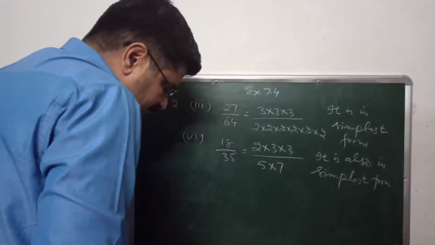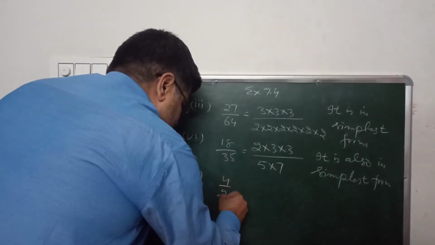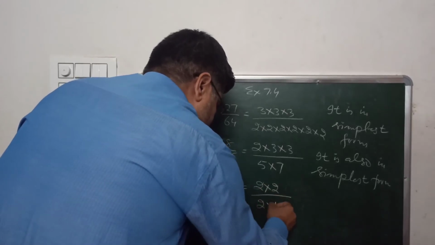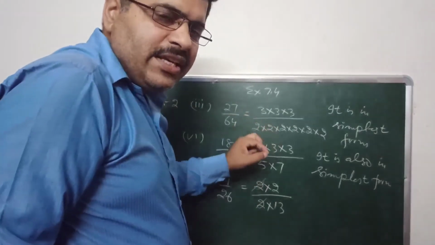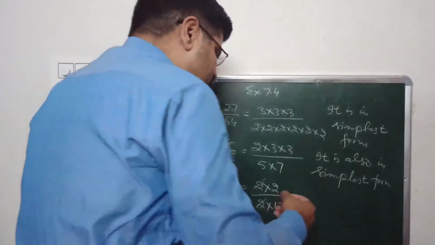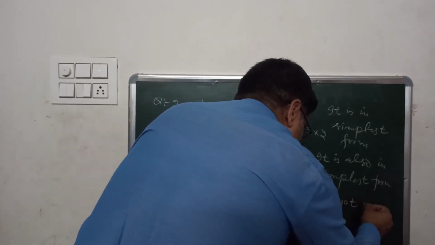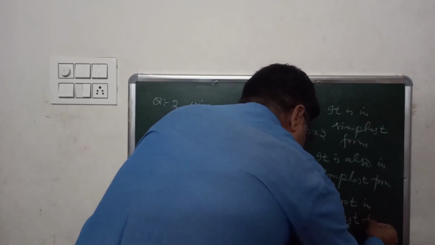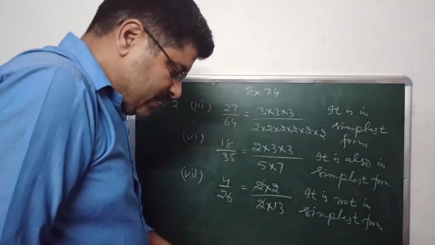Now let us take 7th part. 7th part is 4 upon 26. 4 upon 26, factors are 2 and 2, and that of denominator are 2 into 13. Now here we can cut 2 and 2. It means if something is common between a numerator and a denominator, then 4 upon 26 is not in a simplest form. So we will write it is not in simplest form. Why it is not in simplest form? Because 2 was common in a numerator and a denominator.